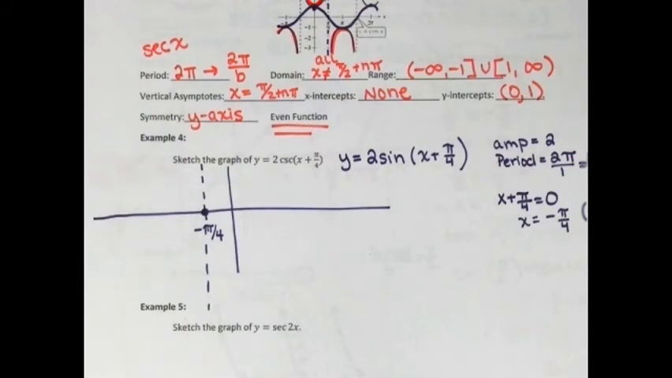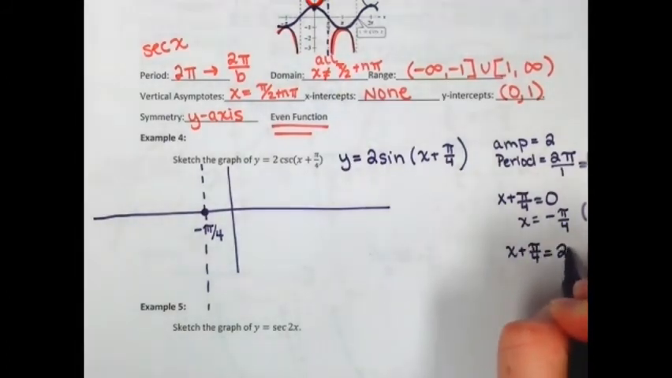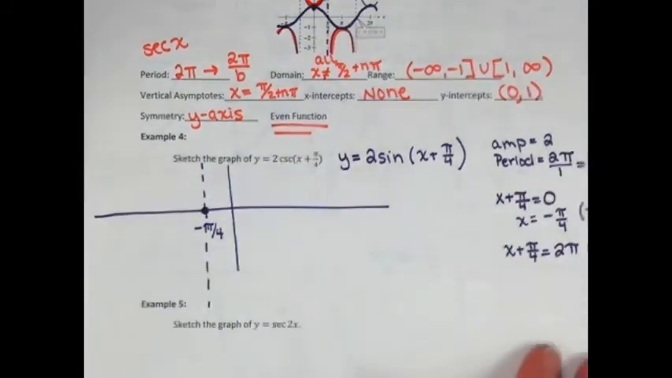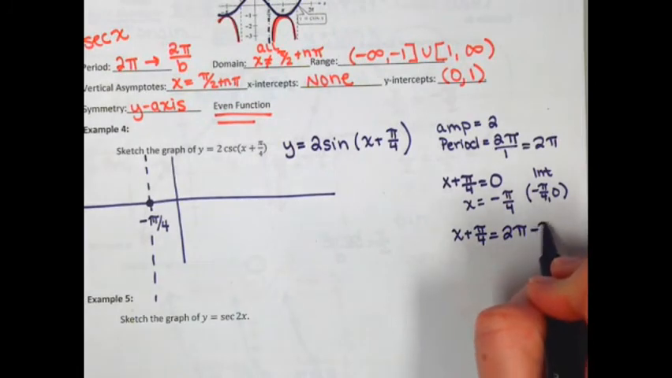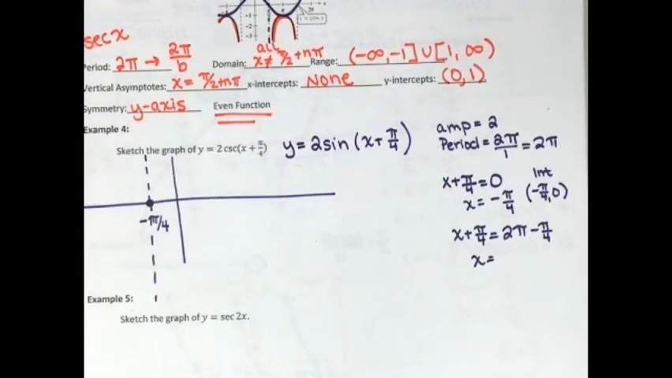So now let's go ahead and look at our final point. What is my technical period? 2 pi, right? So normally it goes from 0 to 2 pi. But we have to shift that to the left pi over 4, right? So how do I move pi over 4 to the other side? Subtract it, right? So what is 2 pi minus pi over 4?